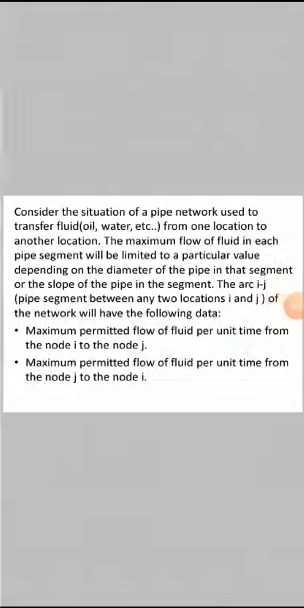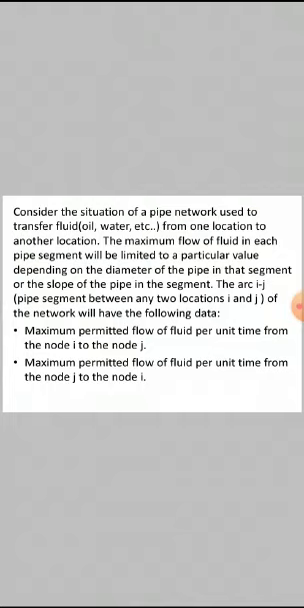Flow problem. Now this can be applied for situations like a pipe network used to transfer fluid, for example oil or water, from one location to another location. Here the maximum amount of flow in each pipe segment will be limited to a particular value depending on the diameter of the pipe in that segment or the slope of the pipe in that segment.